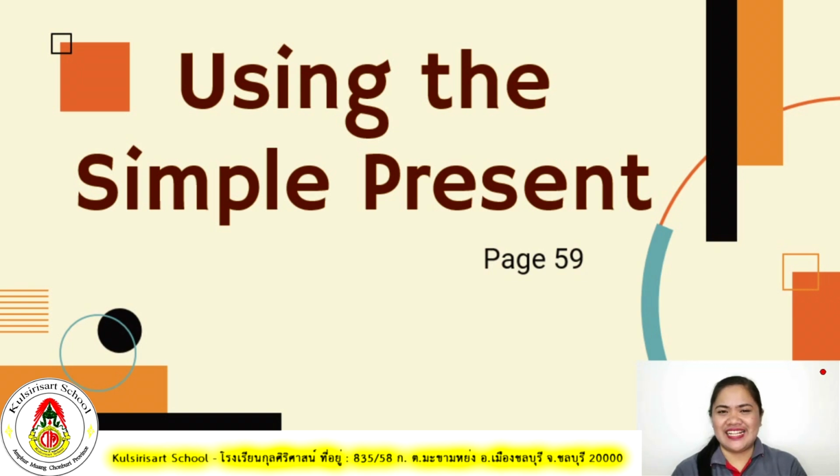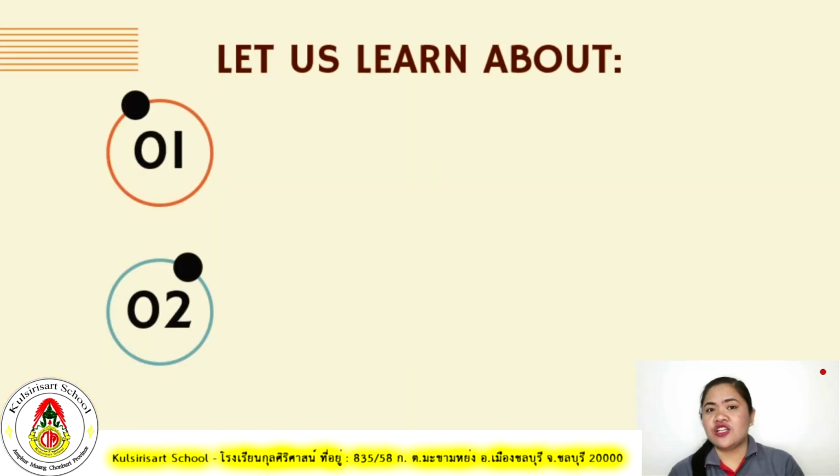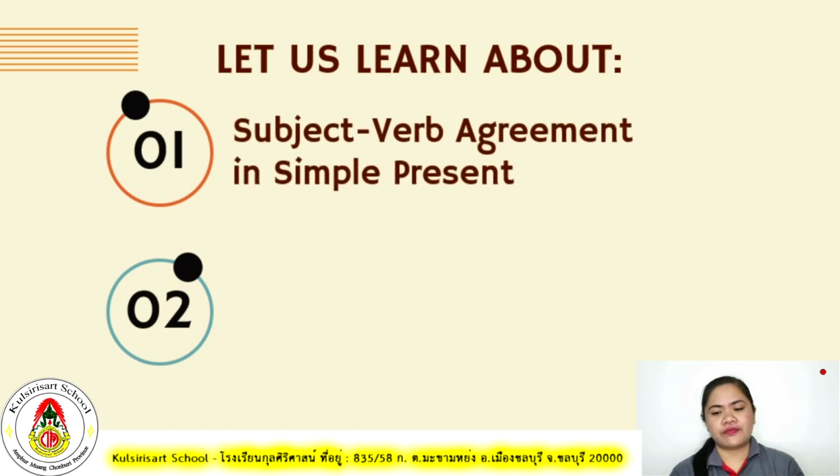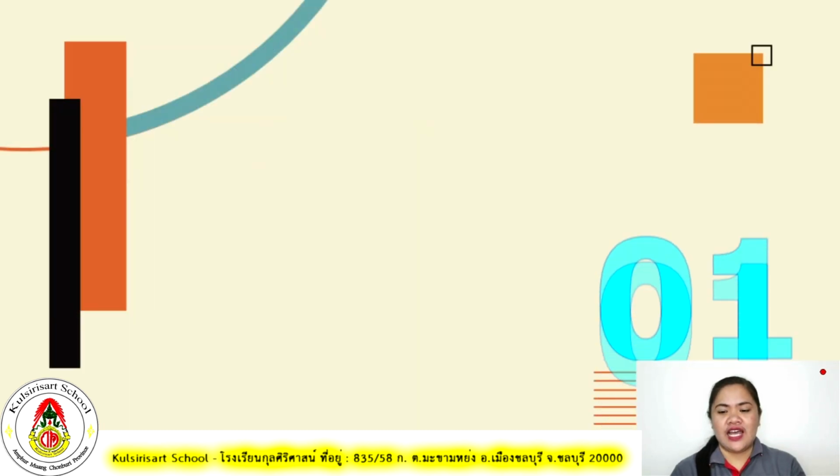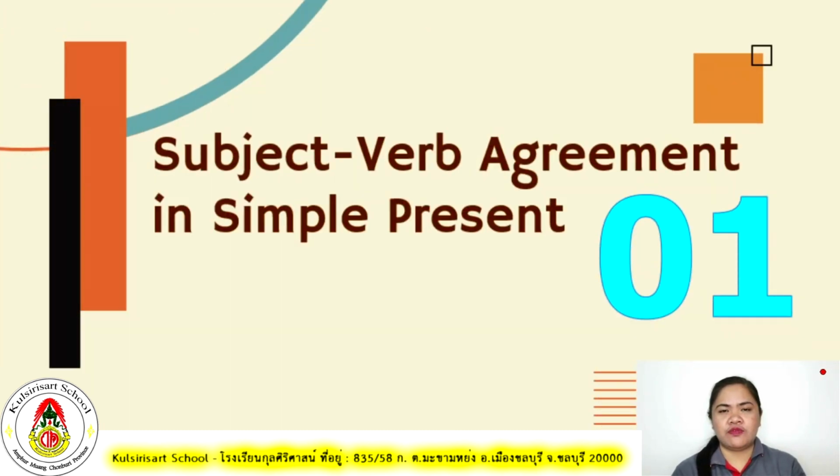So, let's go on. Today we will talk about two topics with regards to the usage of simple present. The first one is subject-verb agreement in simple present. And the next one is simple present with frequency adverbs. So, let's start with the first topic. Again, our topic is subject-verb agreement in simple present.